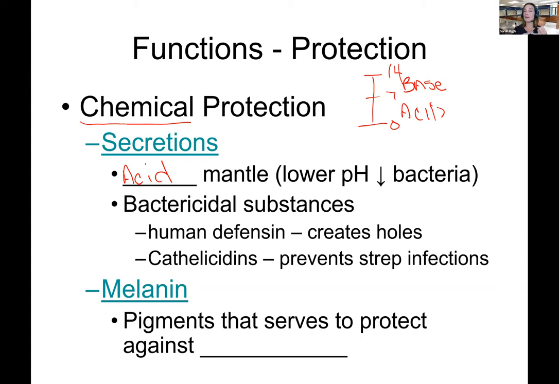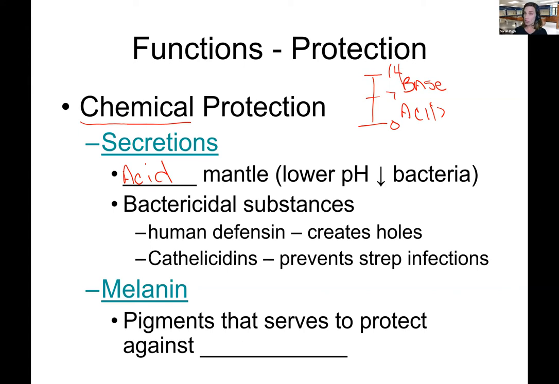They prefer a normal human body temperature of 98.6. They prefer a very neutral environment because the majority of our body inside is neutral. So by secreting an acid mantle, we're actually making this an inhospitable environment for a lot of bacteria. So it cuts down on the bacteria that would otherwise inhabit the surface of our skin.